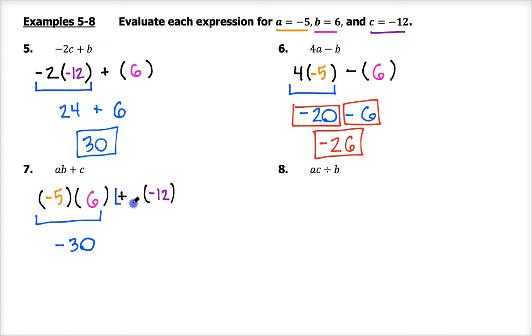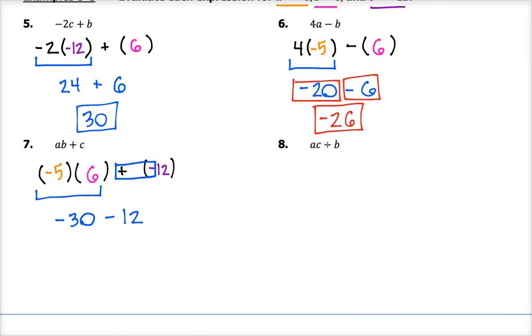Next, you see we have a double sign. We have a plus minus here. So that's just going to become minus 12. So the problem is now negative 30 minus 12. 30 negatives combined with 12 negatives gives us 42 negatives. So negative 42 is the answer here.